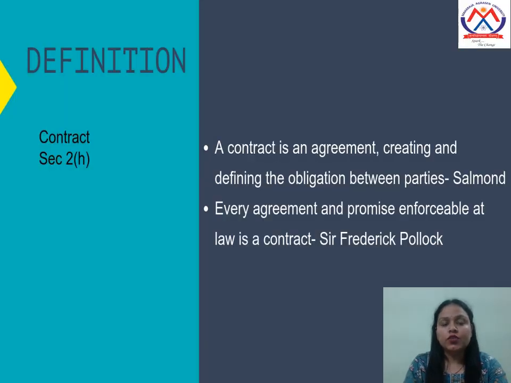Now we are going to discuss some of the important definitions given in the Indian Contract Act. First of all, the definition of contract. Defined under Section 2(h), a contract is an agreement creating and defining the obligations between the parties, as given by Salmond. Every agreement and promise enforceable at law is a contract. This definition has been given by Sir Frederick Pollock.